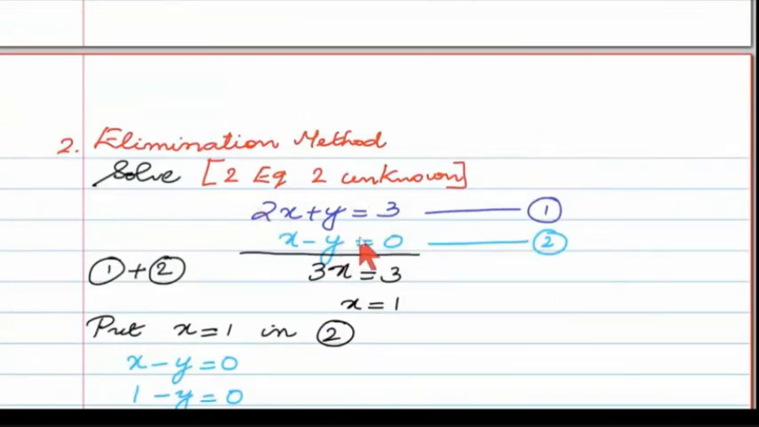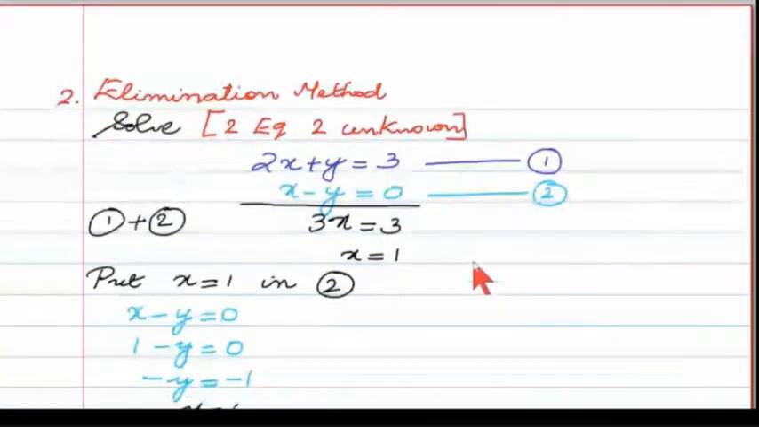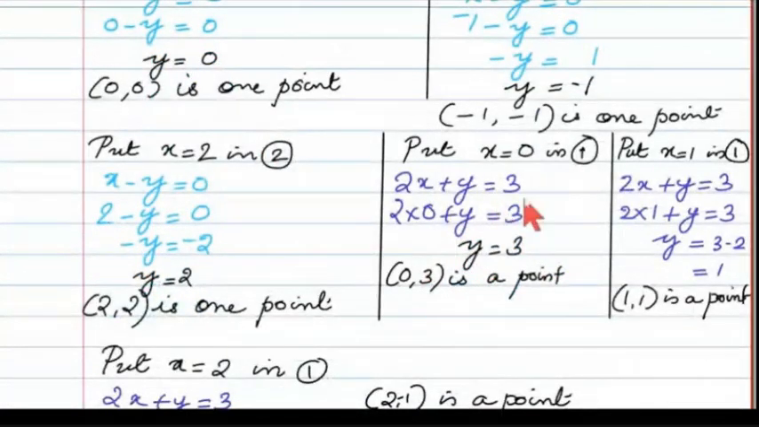Now we are taking the first equation, 2x plus y equal to 3. So putting x equal to 0, 2 into 0 plus y equal to 3, y equal to 3. So our point is (0, 3). Now again, putting x equal to 1 in the first equation itself, we will get 2x plus y equal to 3, 2 into 1 plus y equal to 3, and y equal to 3 minus 2. We will get 1. So (1, 1) is a point.